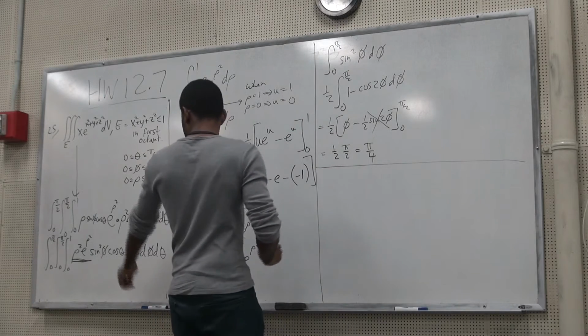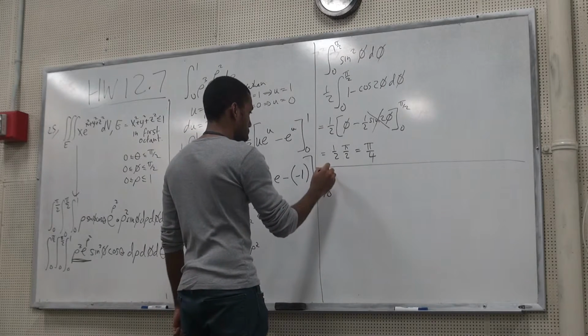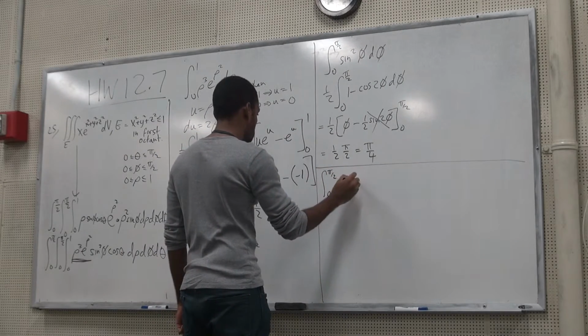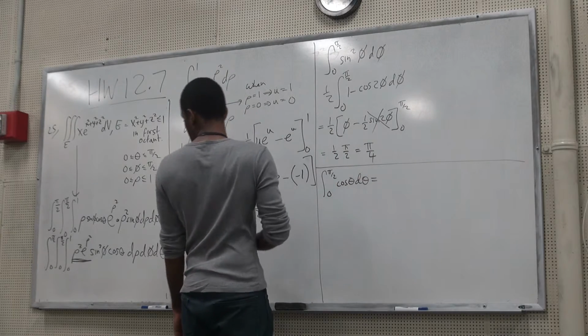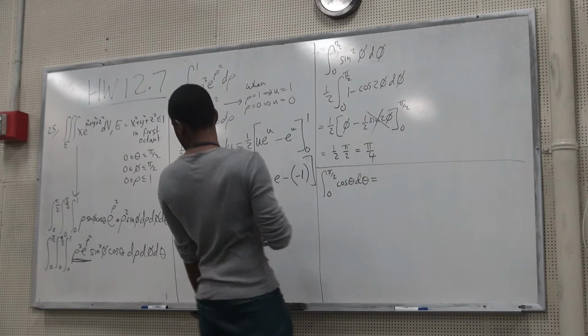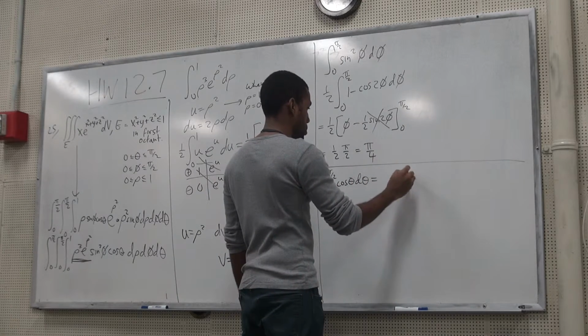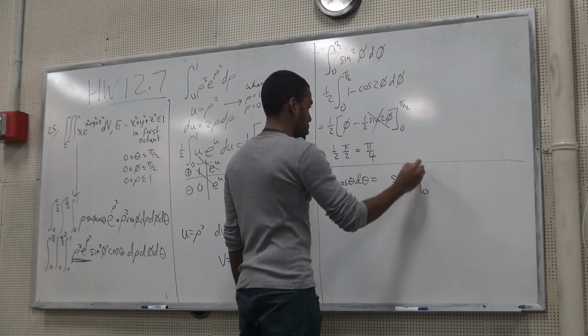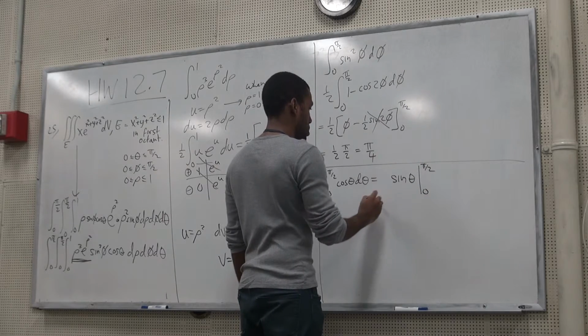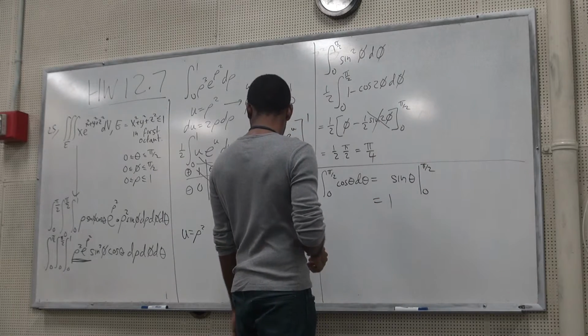Then you worry about the last integral, which is just 0 to pi over 2 of cosine theta d theta, which is just sine theta. Just one.